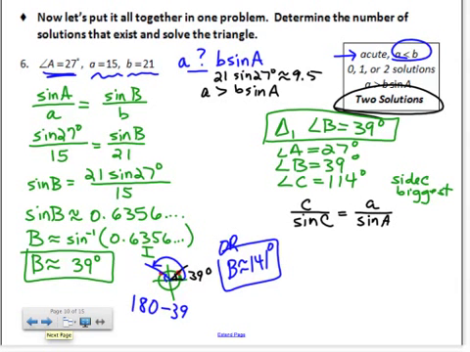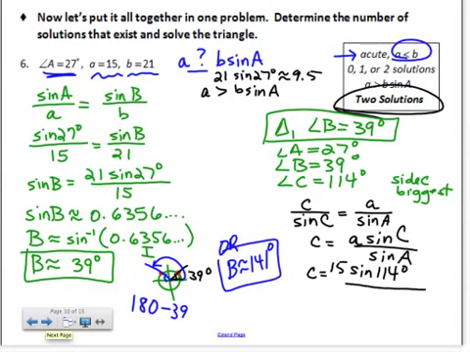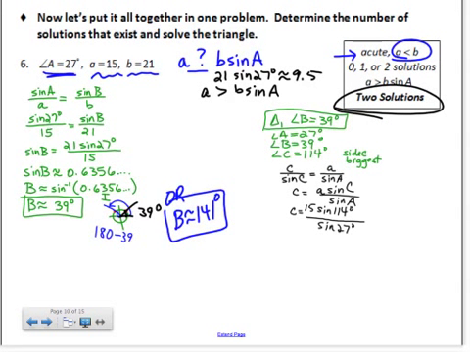Okay. So I'm going to go ahead and solve. C equals a times the sine of big C divided by the sine of big A. So we're going to just plug in C equals 15 times the sine of 114 over the sine of 27. All right, so what do we get? We get C is approximately 30.184.